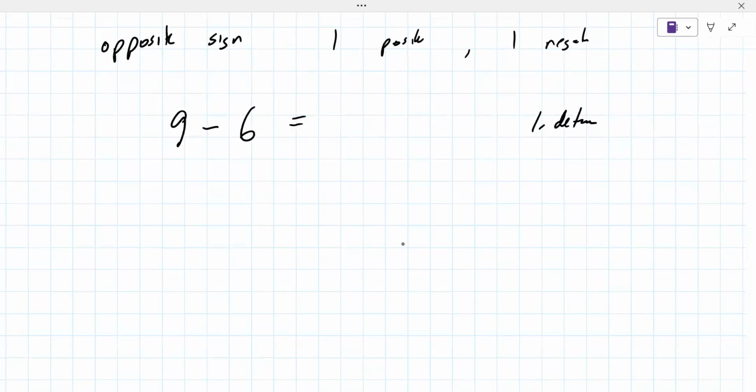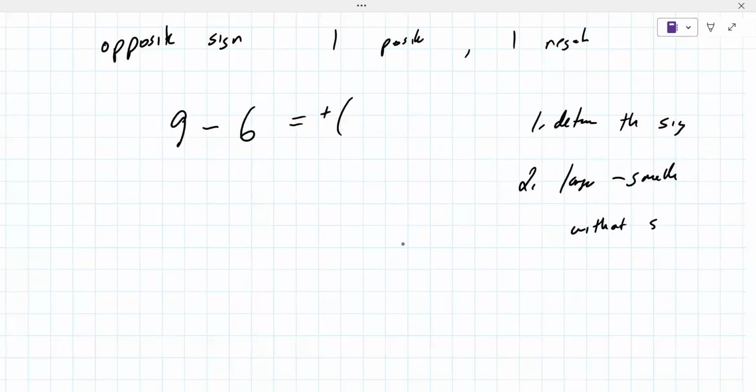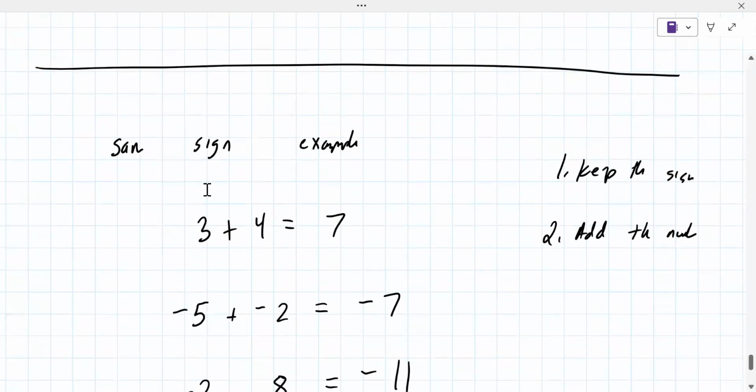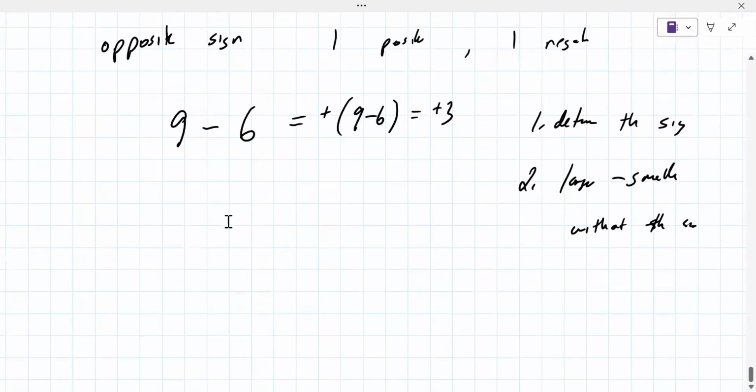So to determine the sign, you have to see which one is further from 0. Which is further from 0, 9 or -6? So that tells you the answer is positive. And then you take the larger and subtract the smaller without the signs. So you just say, oh, it's 9 minus 6. Is this still on addition and subtraction? Yes. There are 2 cases for addition and subtraction: same sign, opposite sign.